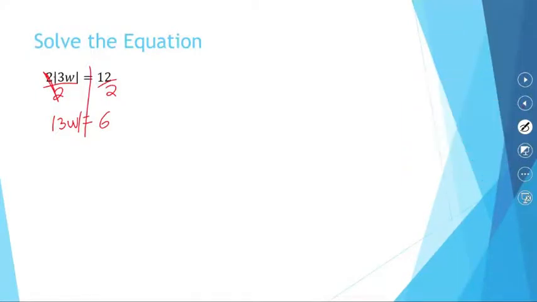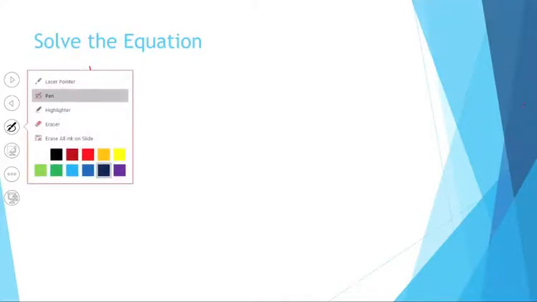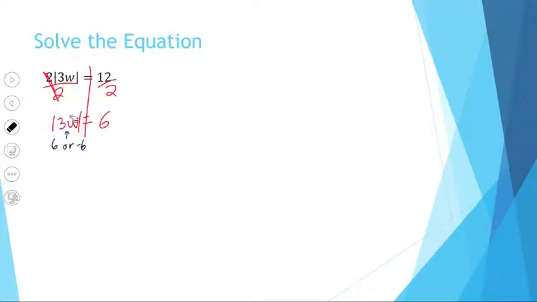Now remember, just like the last one, if you don't know what this is, or it's some mystery, you would say that the absolute value of 6 or negative 6 would equal 6. So I know that in here, that must be 6 or negative 6. But I know that in there is 3w. So that means 3w equals 6, or 3w equals negative 6. So there's, again, your two equations. Solve them. Divide by 3.